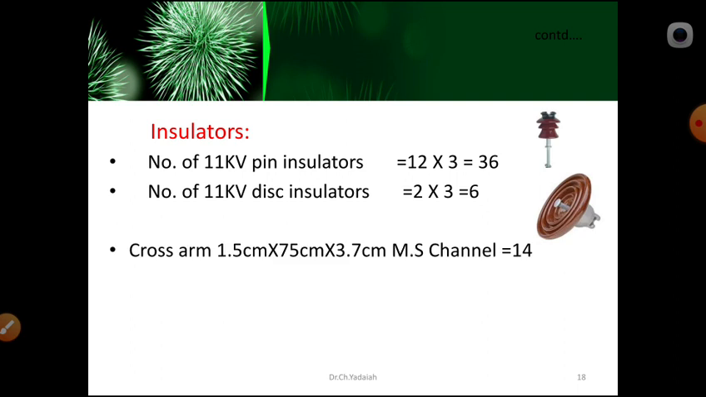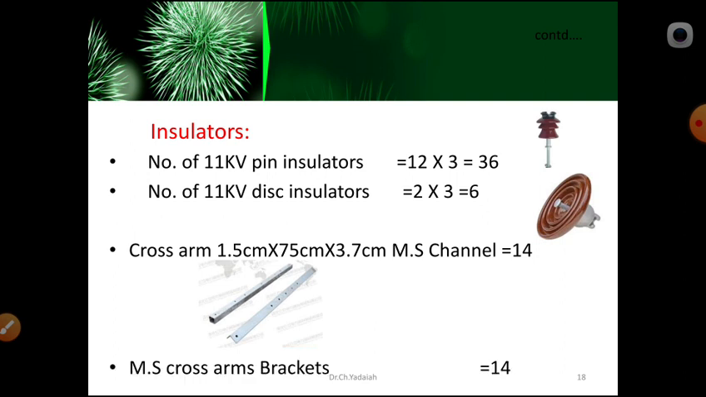Now next, cross arms. After that the pin insulators should be placed on a cross arm. Here the cross arm size is 1.5 centimeters into 70 centimeters and 3.7 centimeters. This is an MS channel. So this is the dimension of the straight cross arms. How many are required? 14 poles, and each pole requires a cross arm. Each cross arm requires clamps also to fit it, and that is also required. So you can see here we use straight cross arms in this problem. Now how many are required? 14.